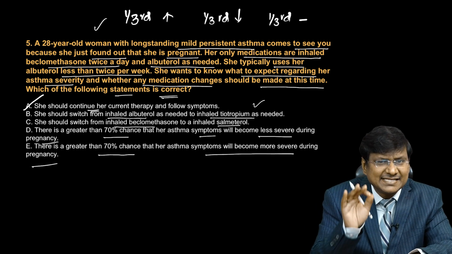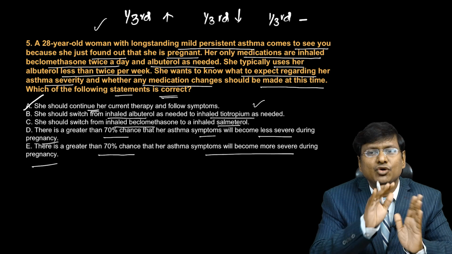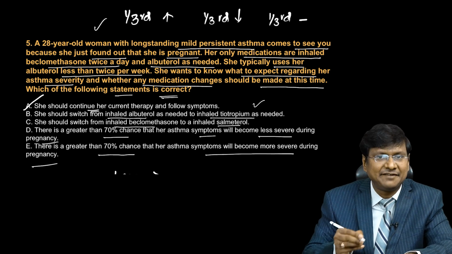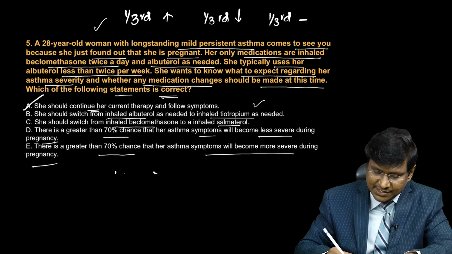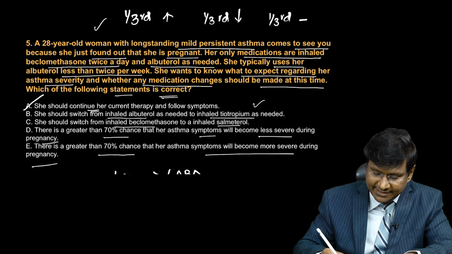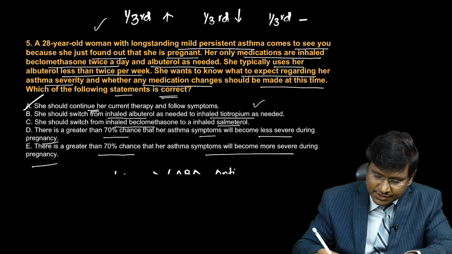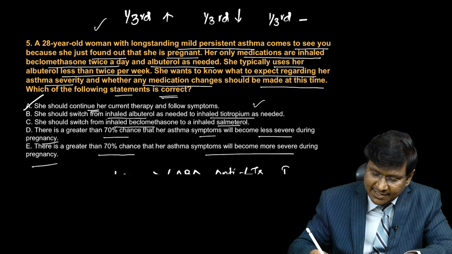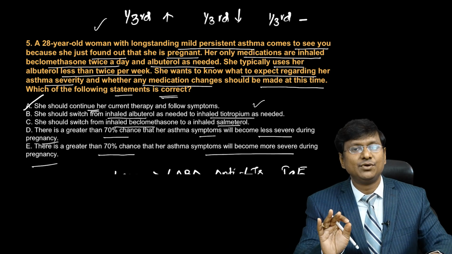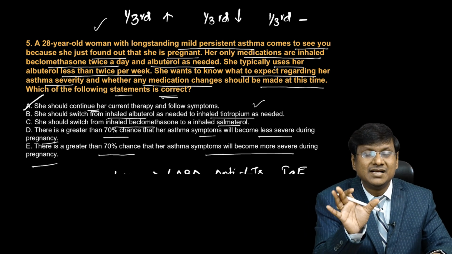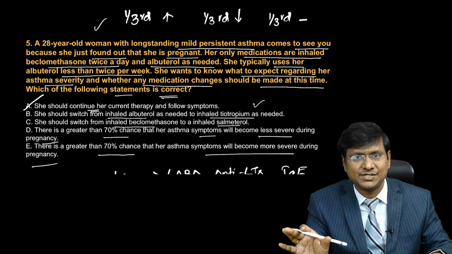But there is less safety information about the newer classes, such as LABA, that is long-acting beta agonists like salmeterol, then anti-leukotrienes, and as well as anti-immunoglobulins. These are the newer molecules, and they have less safety information in pregnancy.